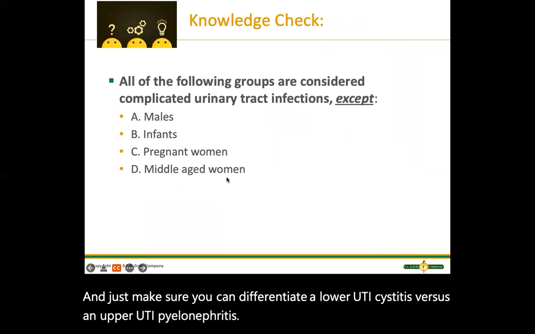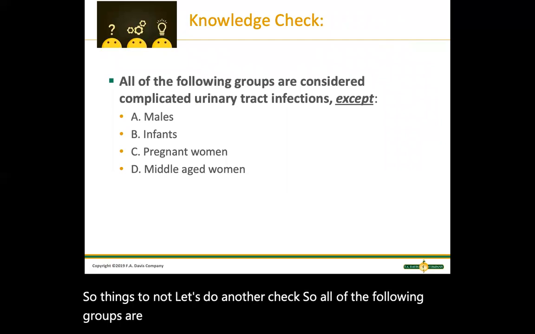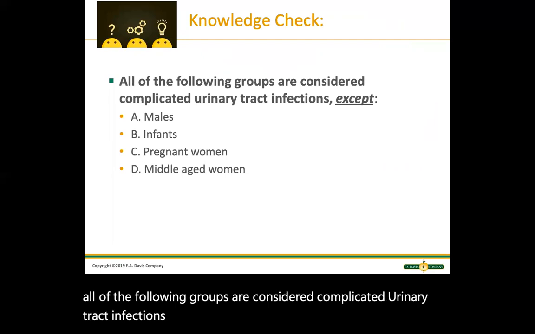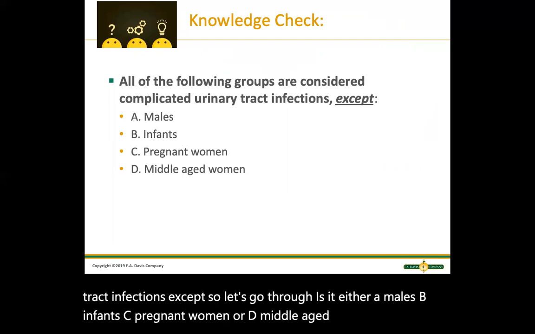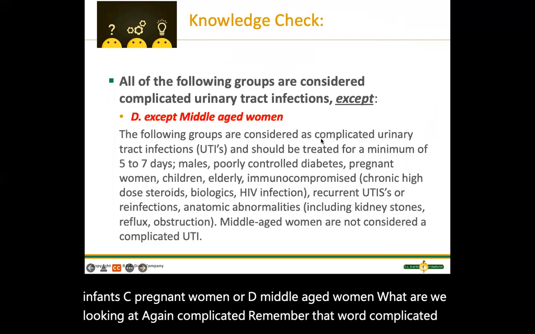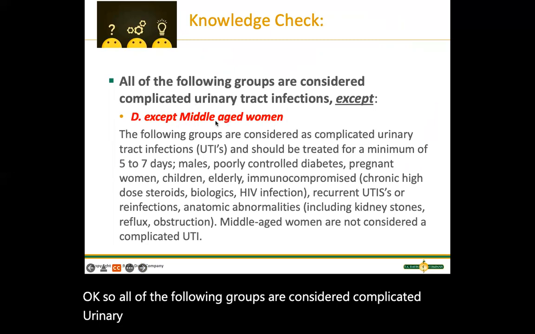Okay, so let's do a knowledge check. All of the following groups are considered complicated urinary tract infections, except: A, males; B, infants; C, pregnant women; or D, middle-aged women? What are we looking at again? Complicated. Remember that word, complicated. So all of the following groups are considered complicated urinary tract infections except middle-aged women.